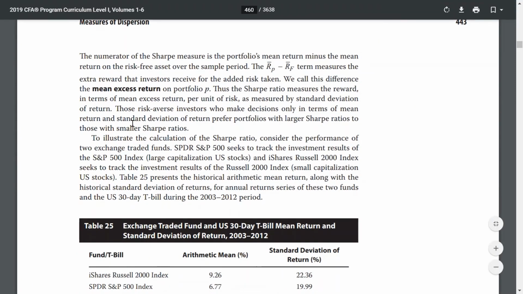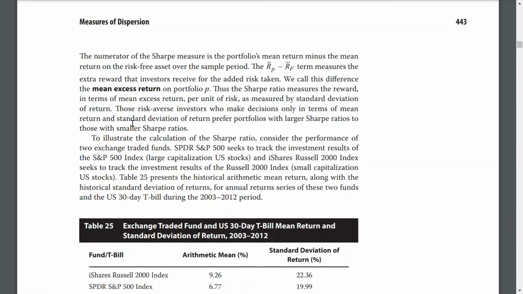The numerator of the Sharpe ratio is the portfolio's mean return minus the mean return on the risk-free asset over the same period. The R bar P minus R bar F term measures the extra reward that investors receive for the added risk taken. We call this difference the mean excess return on portfolio P. Thus, the Sharpe ratio measures the reward, in terms of mean excess return, per unit of risk as measured by standard deviation of returns. Risk-averse investors who make decisions only in terms of mean returns and standard deviation of returns prefer portfolios with larger Sharpe ratios to those with smaller ratios. Okay, so here's an illustration.